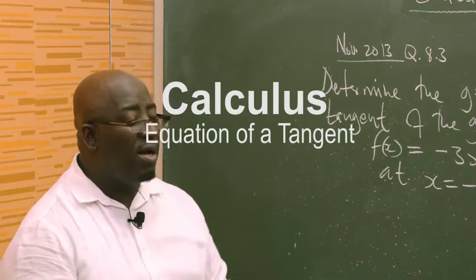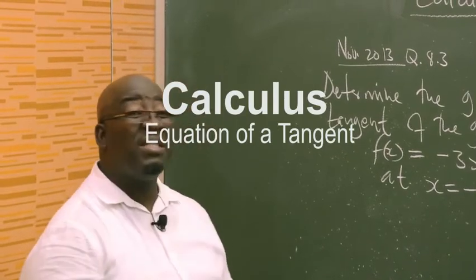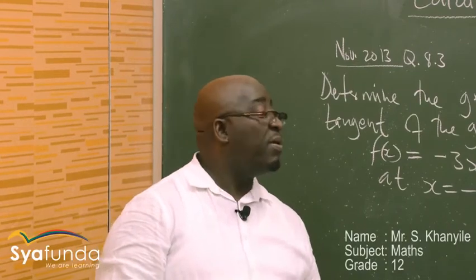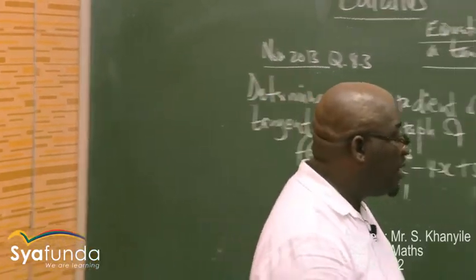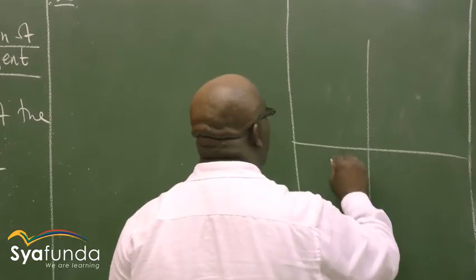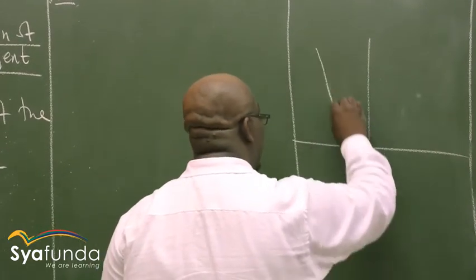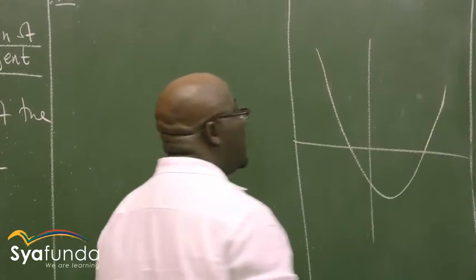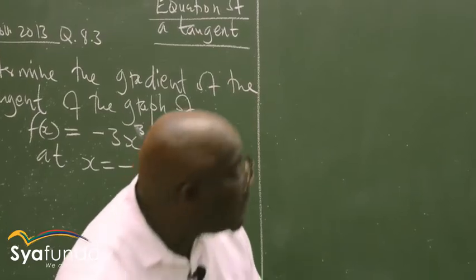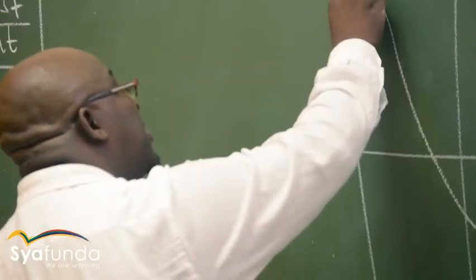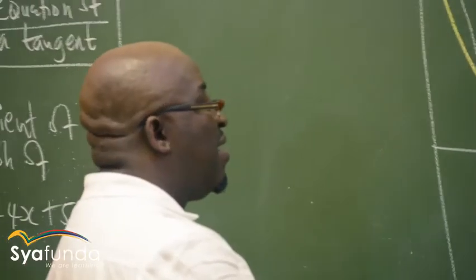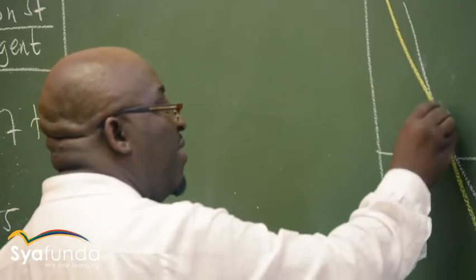Right. In our calculus, we'll also be asked to find either the equation of a tangent or the gradient of a tangent. It is important to understand what a tangent is. If I have a graph like this one, for example, it can be any graph, and there is the graph. Let's have a tangent there. This is a tangent. It touches this graph at this point.